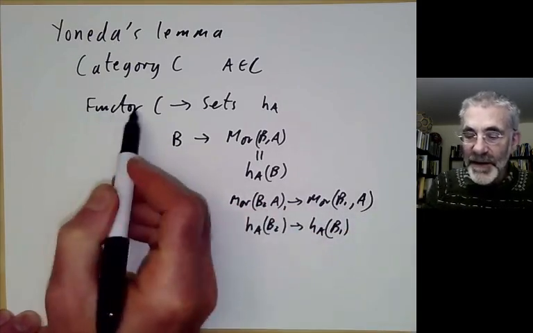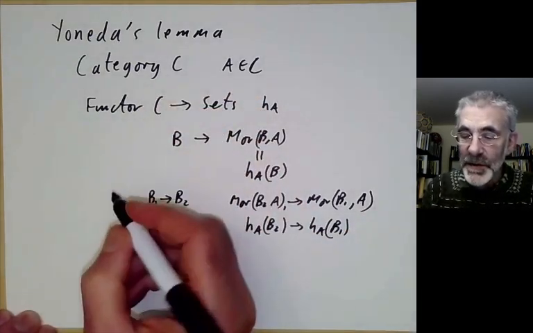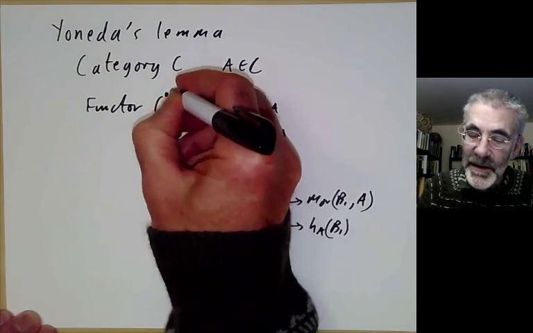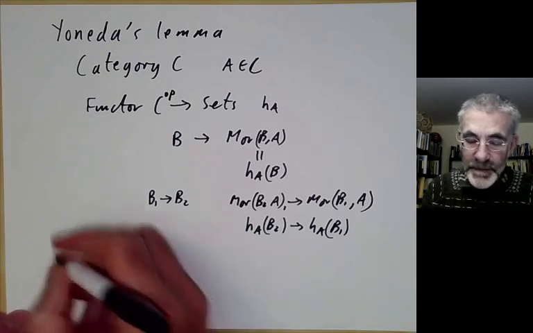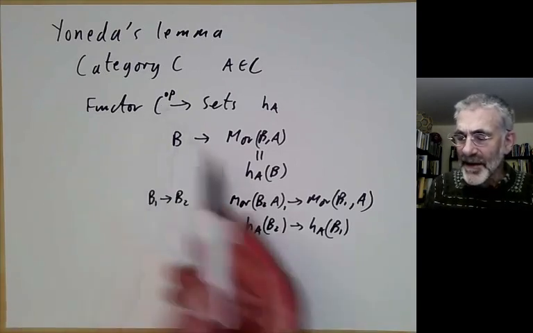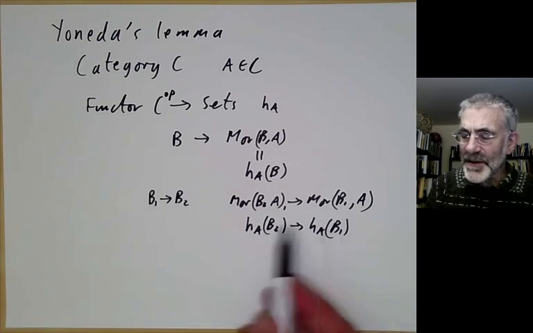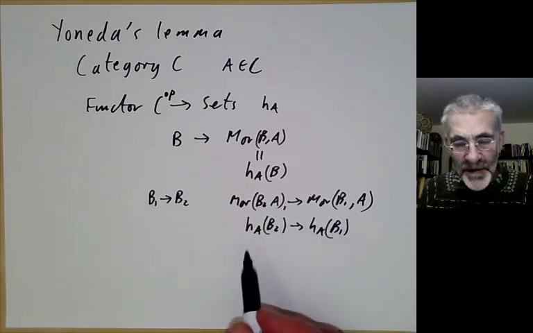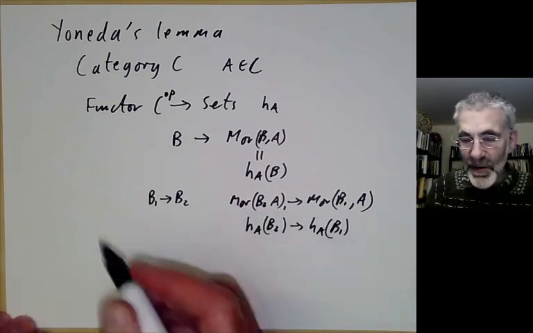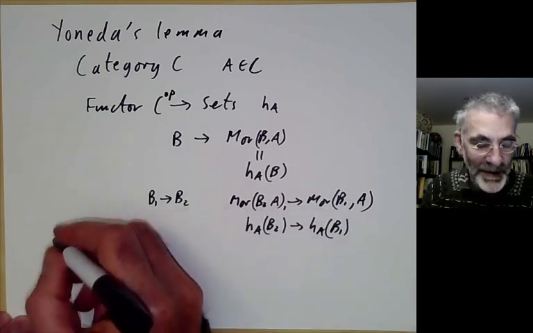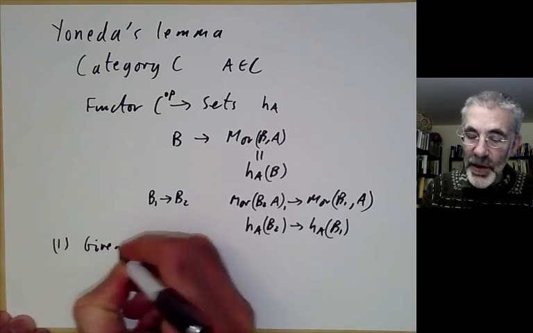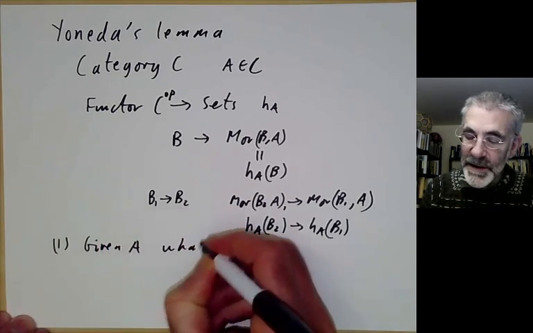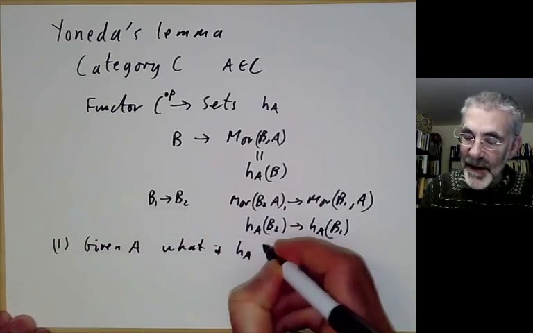So when you say a functor here, you should really think of it as being a contravariant functor, or you can think of it as being a functor from the opposite category to sets or whatever. Incidentally, the fact that the direction of the arrows gets switched is very confusing, and people are constantly getting their arrows the wrong way round in this. Anyway, we've got two questions. Given an object A, what is the functor H of A?